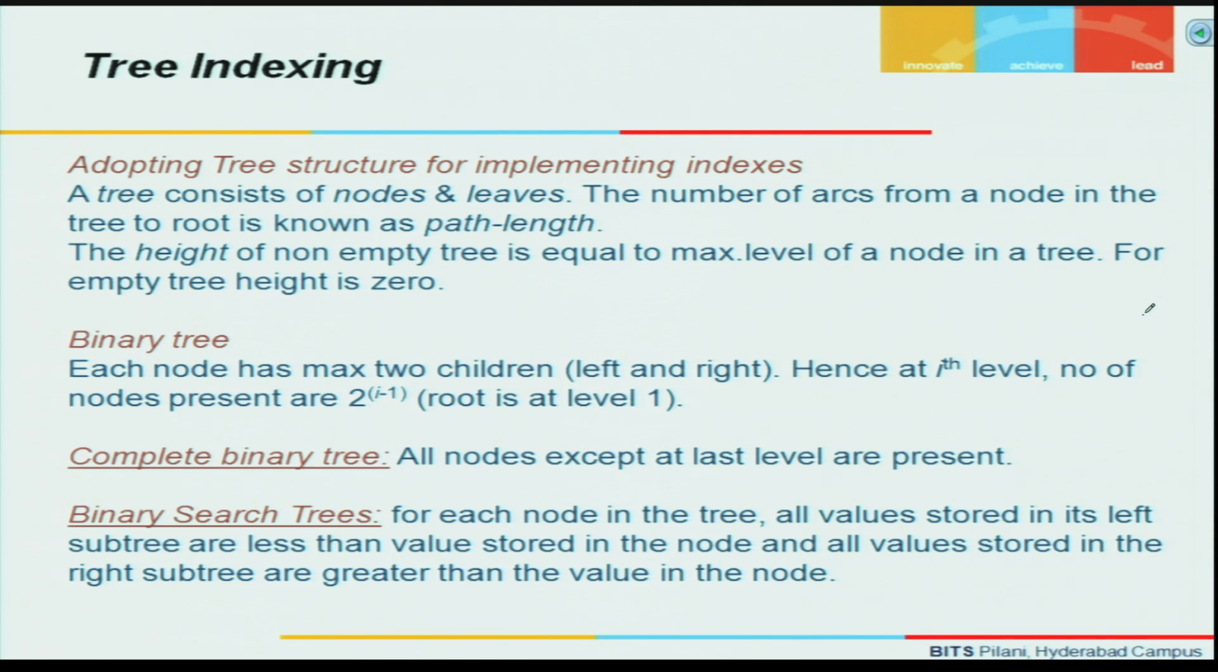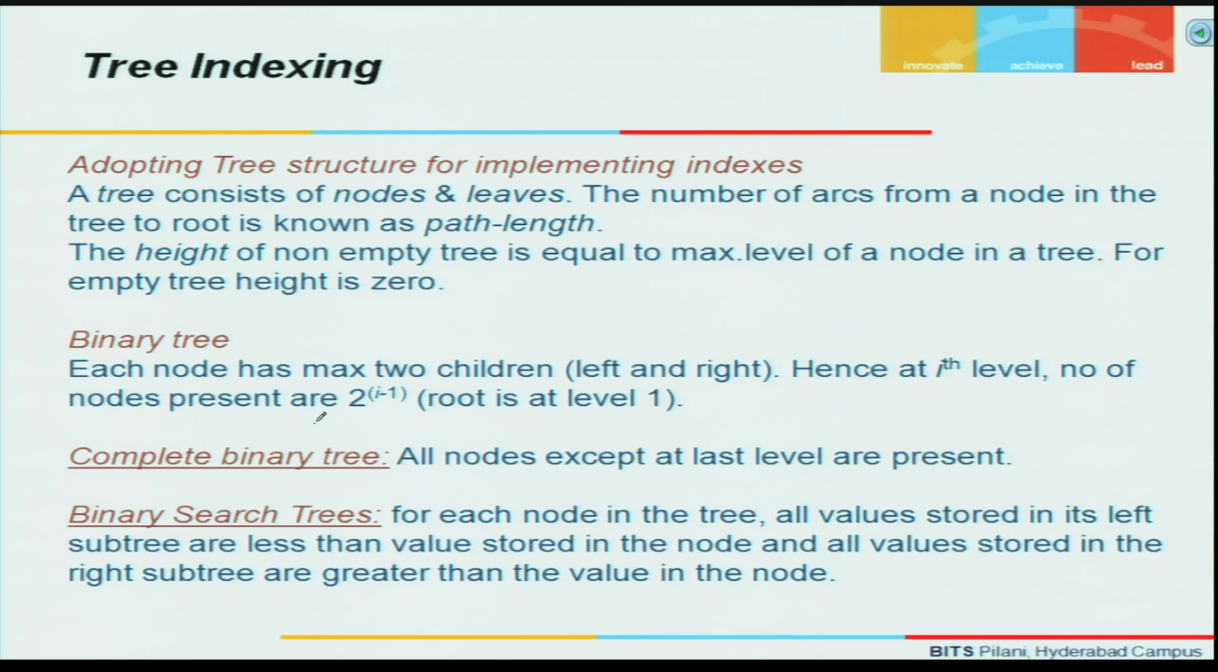A tree consists of nodes and leaves. The number of arcs from a node in the tree to the root is known as the path length. The height of a non-empty tree is equal to the maximum level of the node in the tree. For an empty tree, the height is considered to be 0.